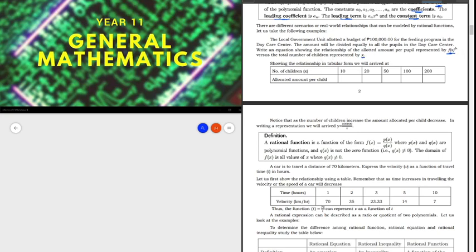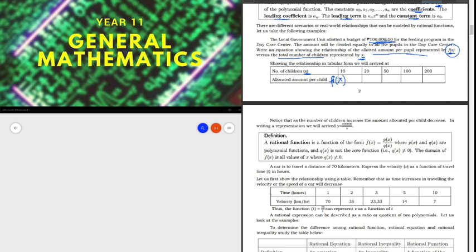So we have here, be careful with the term, so f of x will be the allotted amount per pupil, and this x represents the total number of children. So we have here the table, number of children, that is x, and allocated amount per child. We are going to solve for that one. No, that is not a question mark. That is our pupils represented. That is our f of x. So how are we going to get our f of x?